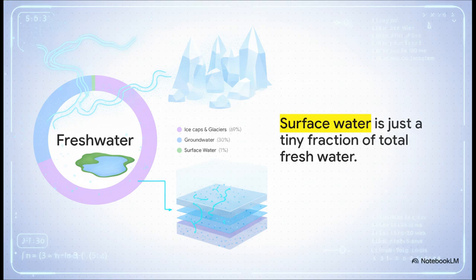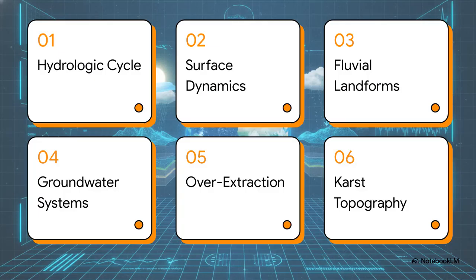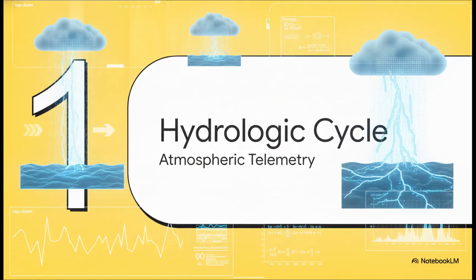of the global system. Here are the system scan parameters for this explainer. We'll start with the hydrologic cycle, move into basins and surface dynamics, and then look at sculpting fluvial landforms. From there, we'll sink below ground to check out groundwater systems and the costs of over-extraction before finally wrapping up with karst topography. All right, Section 1, the hydrologic cycle.